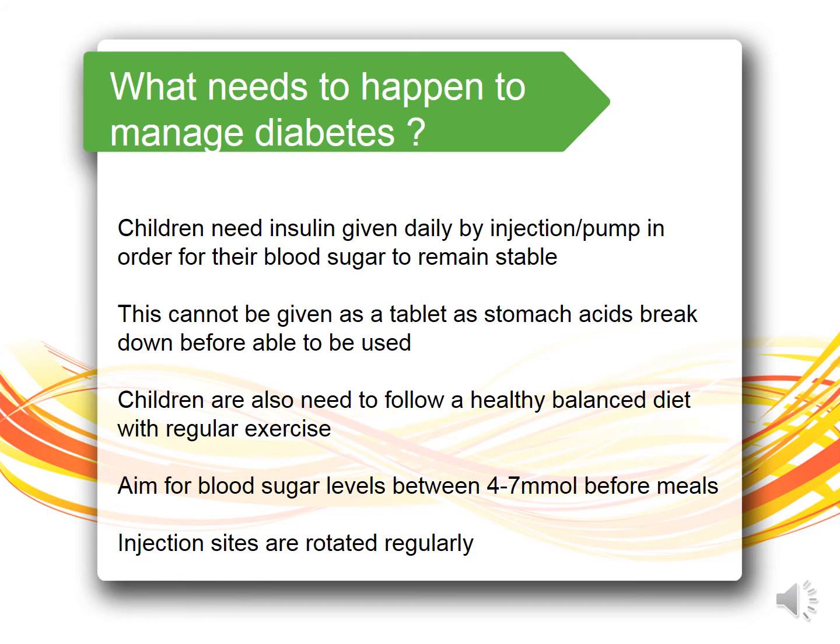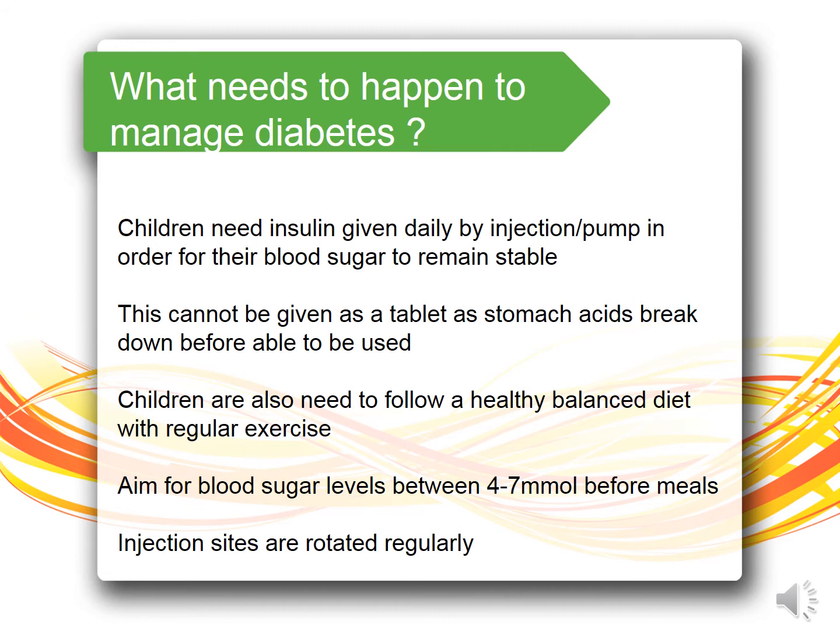What needs to happen to manage diabetes? Children need insulin given either by an injection or an insulin pump in order to maintain their blood glucose levels. This cannot be given as a tablet, unfortunately, as the stomach acids break it down before it is able to be used. Children also need to follow a healthy balanced diet and take regular exercise.